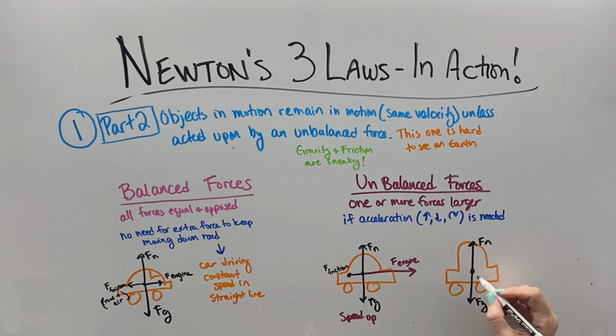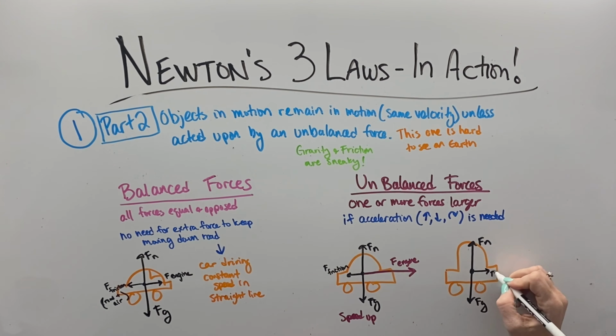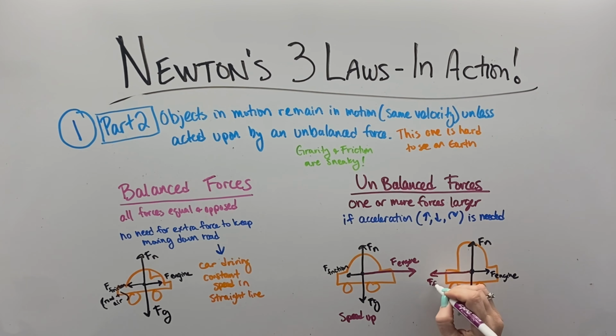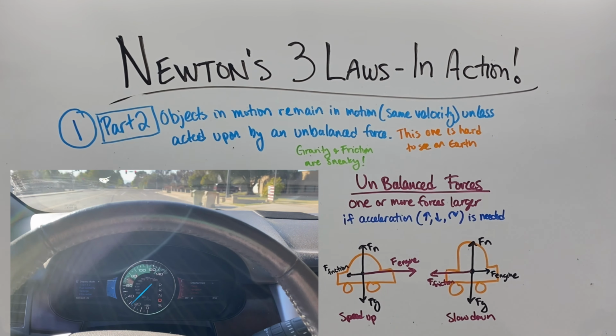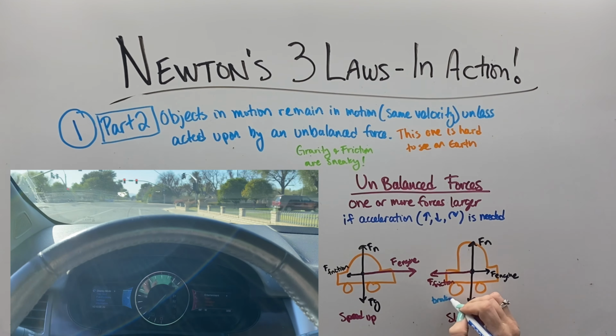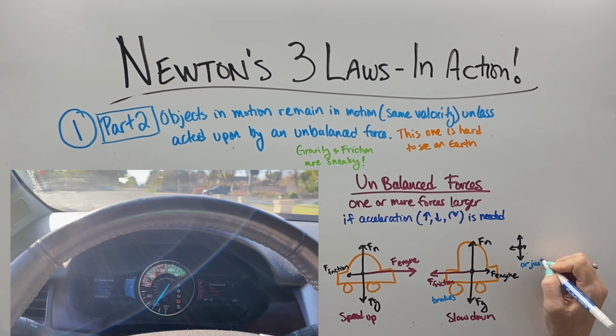If you wanted to slow down the car, you would have to change the applied force, right? So that the force of the engine is less than the force of friction. And you do that by either applying brakes or just taking your foot off the engine and allowing friction to be a greater unbalanced force to slow you down.